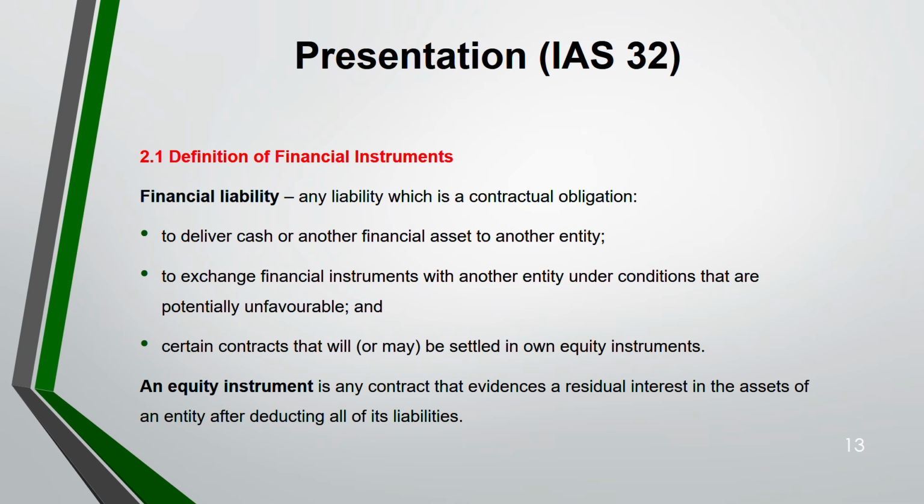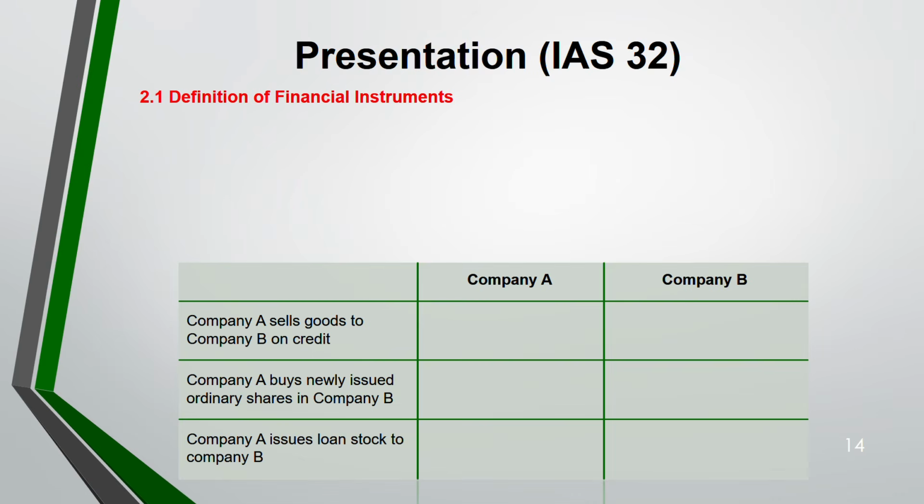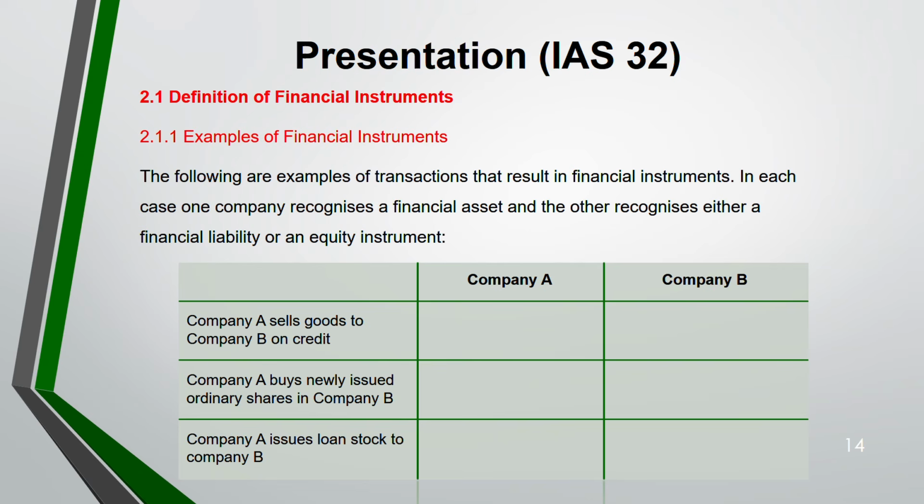An equity instrument, in short, is asset minus liability. Residual interest means whatever is left over after you deduct your liability from your asset is your equity instrument. Now, examples of financial instrument. These three are the examples of financial instrument. For one entity, it's an asset. For another entity, it could be financial liability or equity.